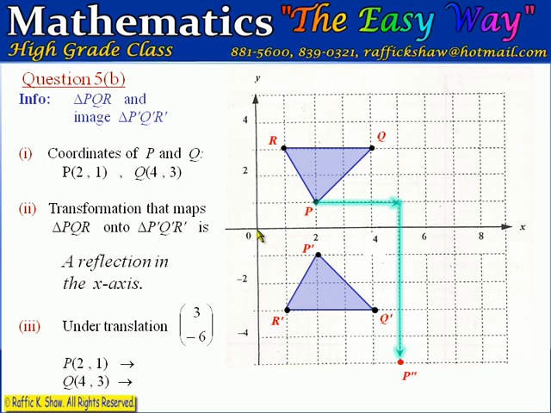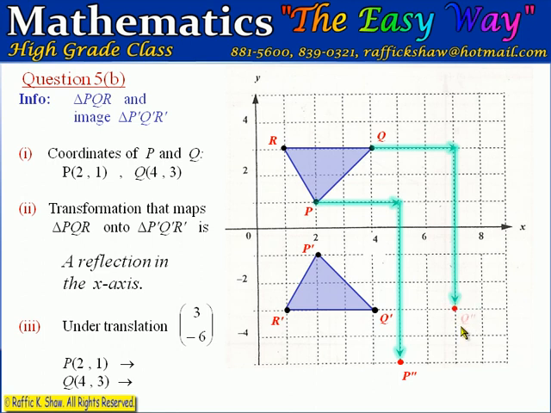What are the coordinates of this point? That's (5, -5). For Q, it's the same thing. 3 units to the right, 6 units downward, starting from here. So let's show that movement as well. So 3 units to the right and 6 units downwards.